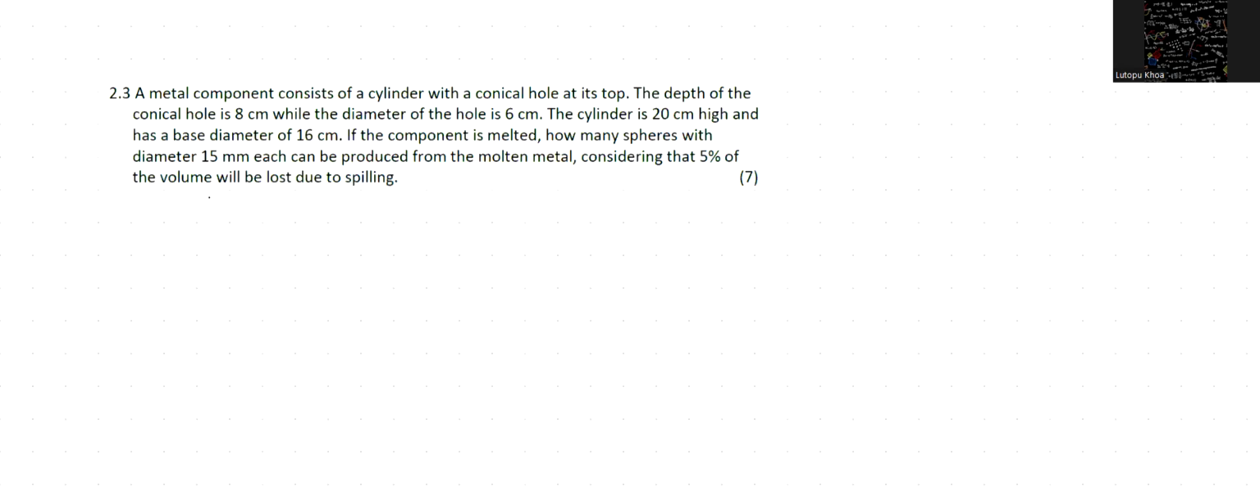A metal component consists of a cylinder with a conical hole at its top. The depth of the conical hole is 8 centimeters, while the diameter of the hole is 6 centimeters. The cylinder is 20 centimeters high and has a base diameter of 16. If the component is melted, how many spheres of diameter 15 millimeters each can be produced from the molten metal, considering that 5% of the volume will be lost due to spilling?